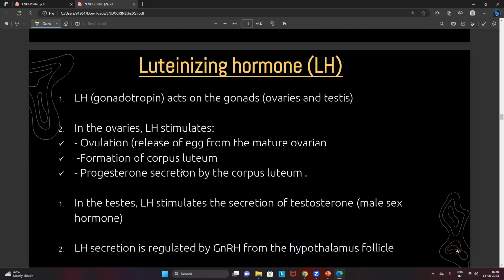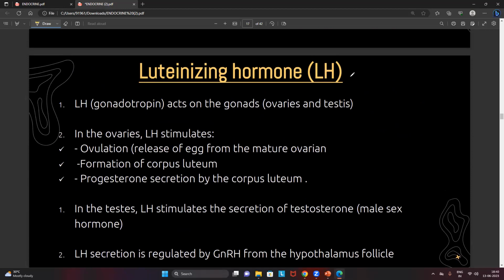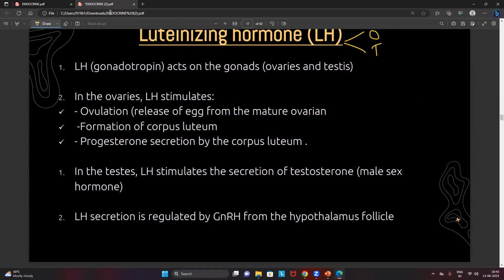Now you look into the luteinizing hormone. It is also a gonadotropin hormone. It also acts on the ovaries. It also acts on the testes. In the ovaries, the most important function performed by the luteinizing hormone is what, friends? The process of ovulation. What do you mean by that? Listen, every one of you. It is releasing the egg from what? The mature ovarian follicle. Suppose this is the mature ovarian follicle. Now from here, the egg is released out.